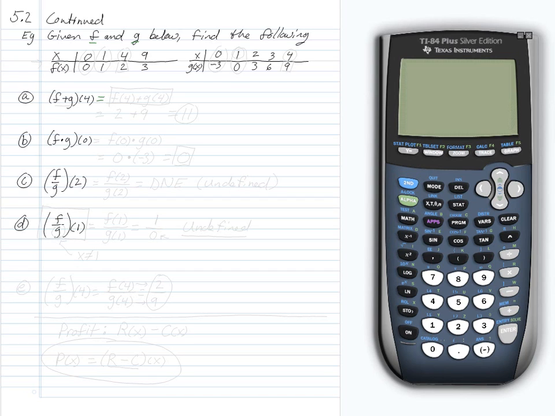So f plus g of 4, I can think of that. I don't know what the function f plus g is, so I'm going to have to think of this as f of 4 plus g of 4.